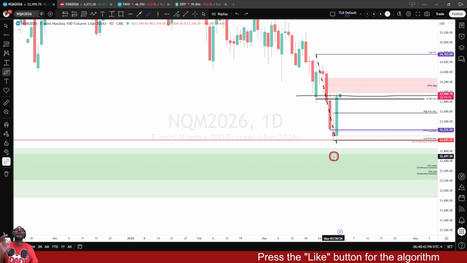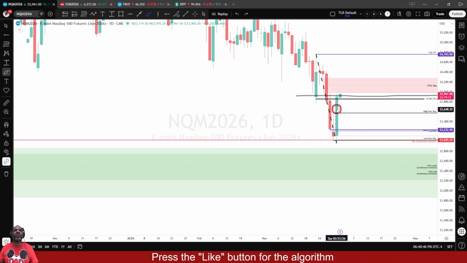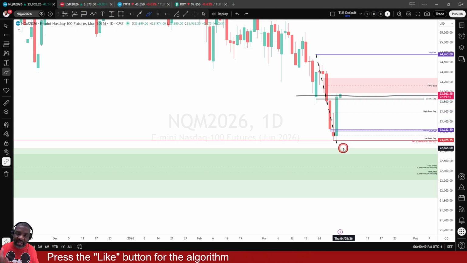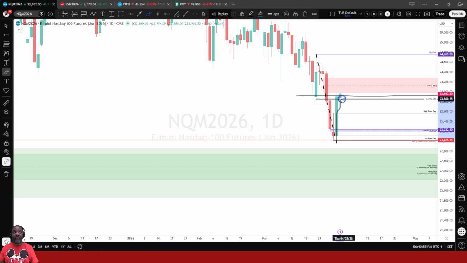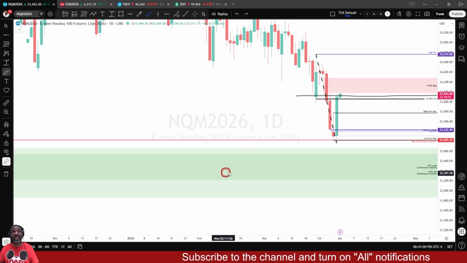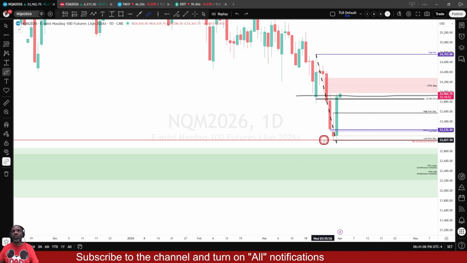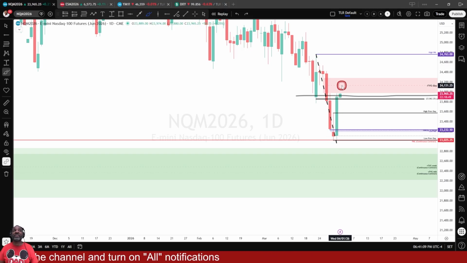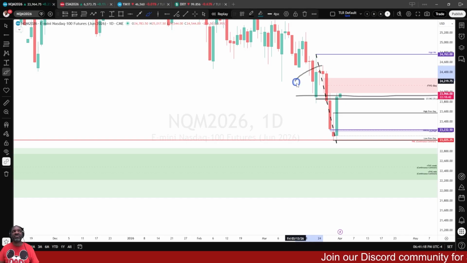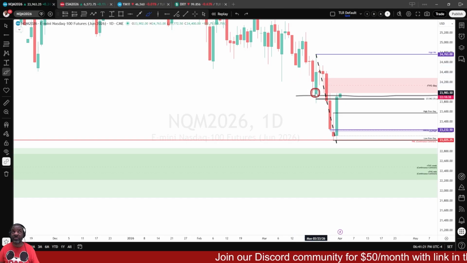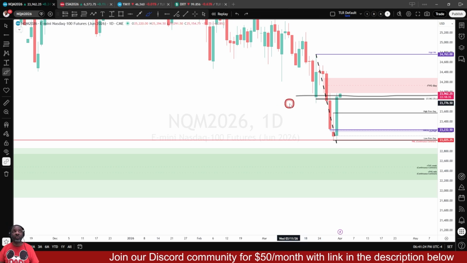So we don't want to see the algorithm using that as resistance right now. Why? Because we want to see it retrace back to at least equilibrium, which would be right here at 23,862 and a quarter in this case. And we want to see it move to the premium PD array, which in this case is this bearish fair value gap, the one from the 26th, because it's in the premium of the move. This bearish order block right here from the 23rd, because it's in the premium of the move, right?